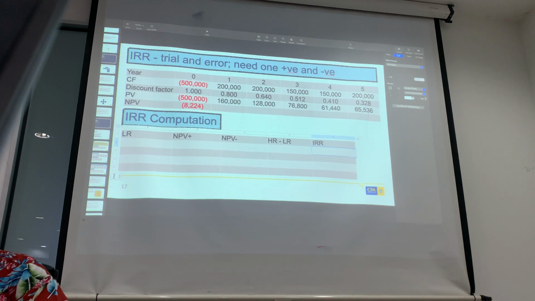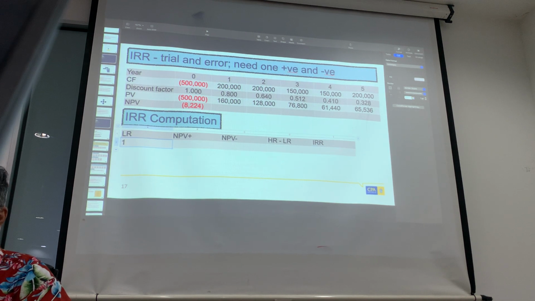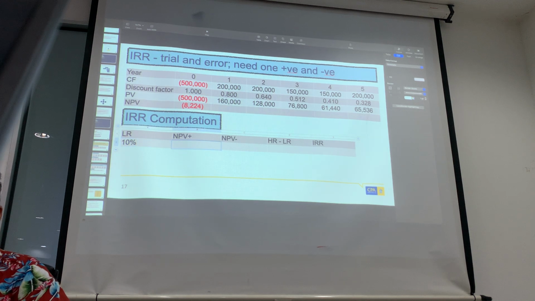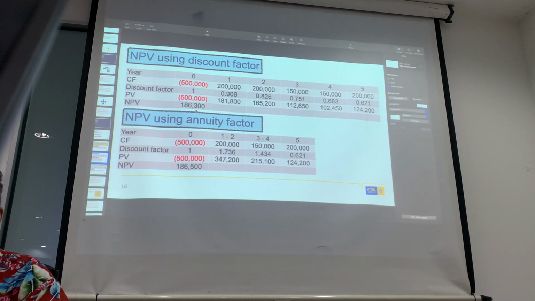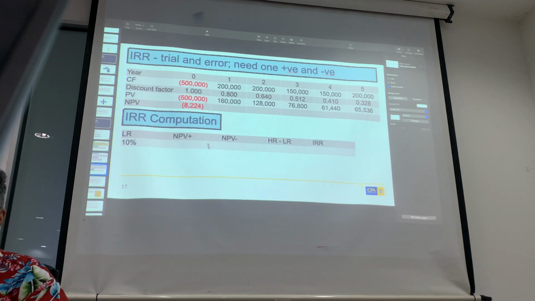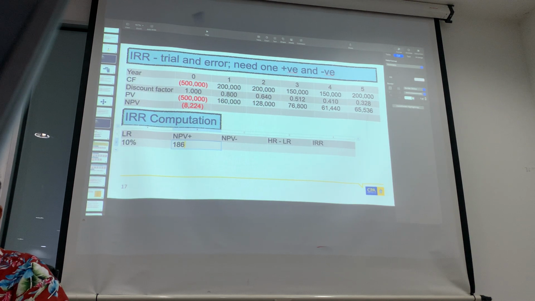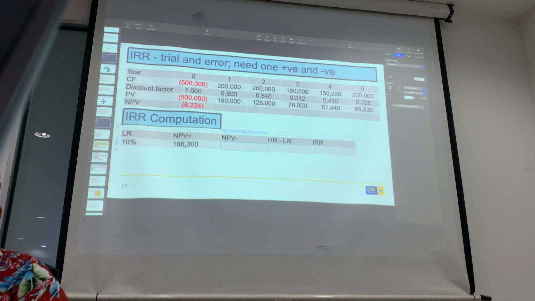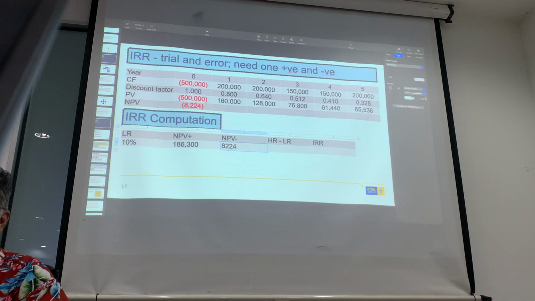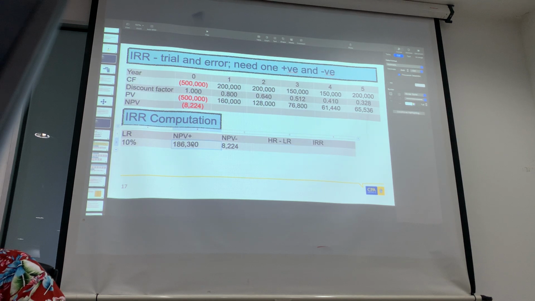Okay, what's the low rate, guys? Low rate is 10%. Correct? And NPV positive was the number that you saw here, 186,300. Are we okay? 186,300. NPV negative is 8,224. 186,300. Yeah.